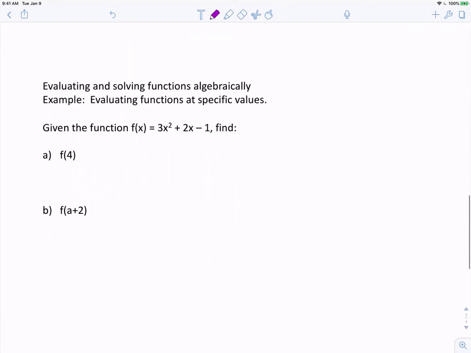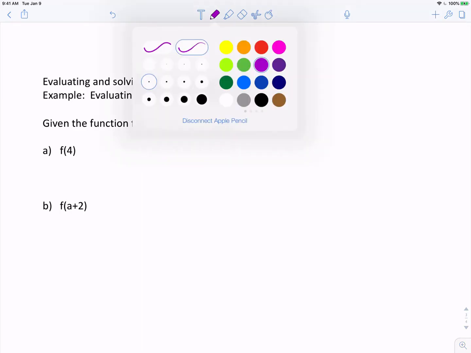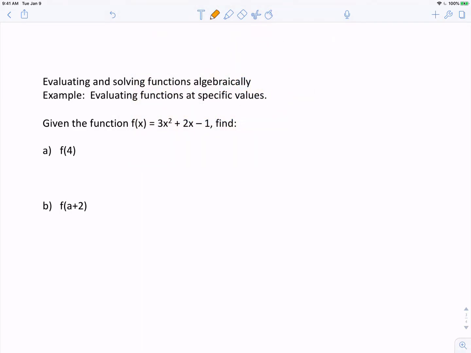Evaluating functions algebraically. Evaluating functions at specific values. So given the function f of x is equal to 3x squared plus 2x minus 1, find f of 4. To evaluate a function, it simply means to take your input number and replace x with that value. So if we put in a number 4, we're going to get out another number.